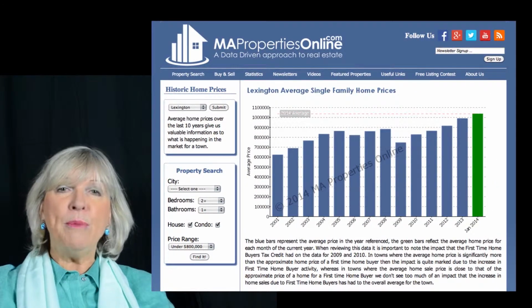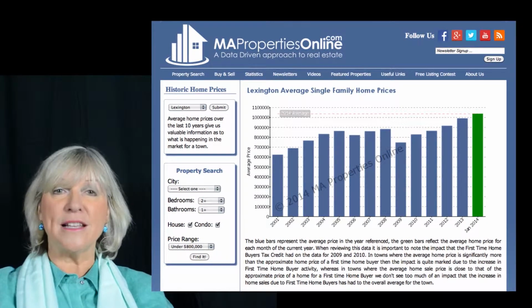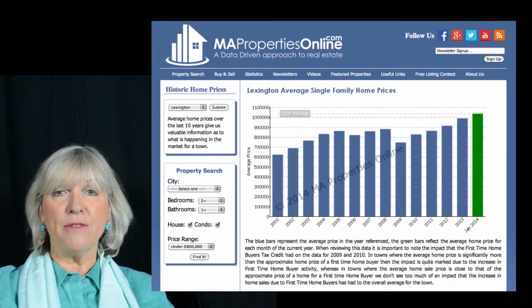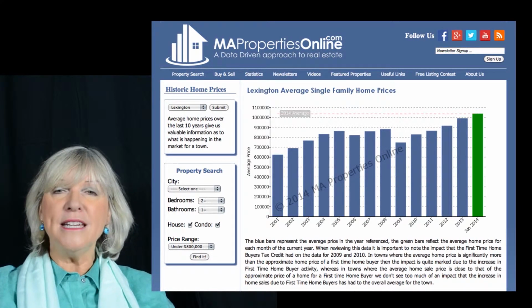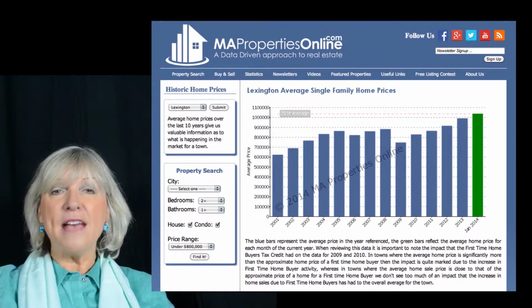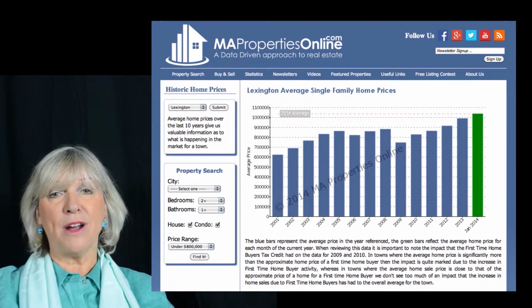Another valuable piece of information is historic home prices. This graph is for Lexington. The blue bars represent the average home price for each year since 2001. The green bars are the average for each month of this year. The current year's average is represented as the dotted red line. As you can see, average prices in Lexington are back to pre-crash prices.